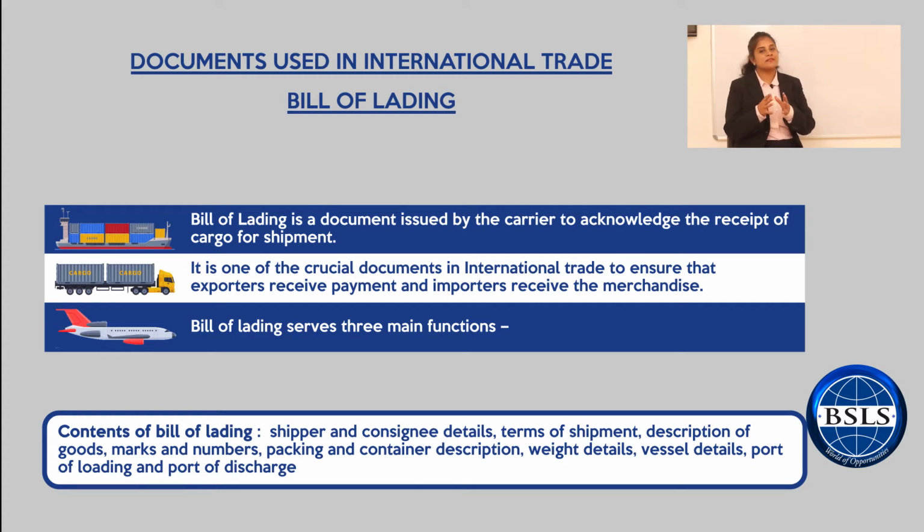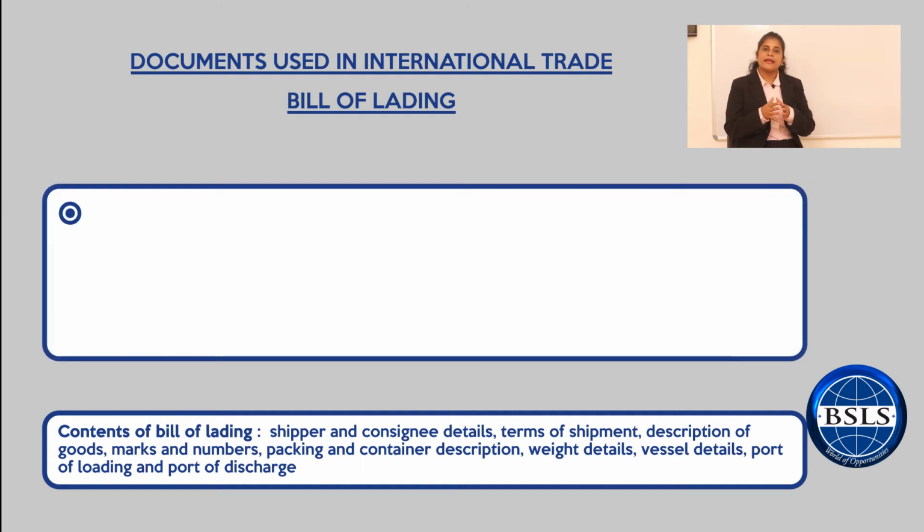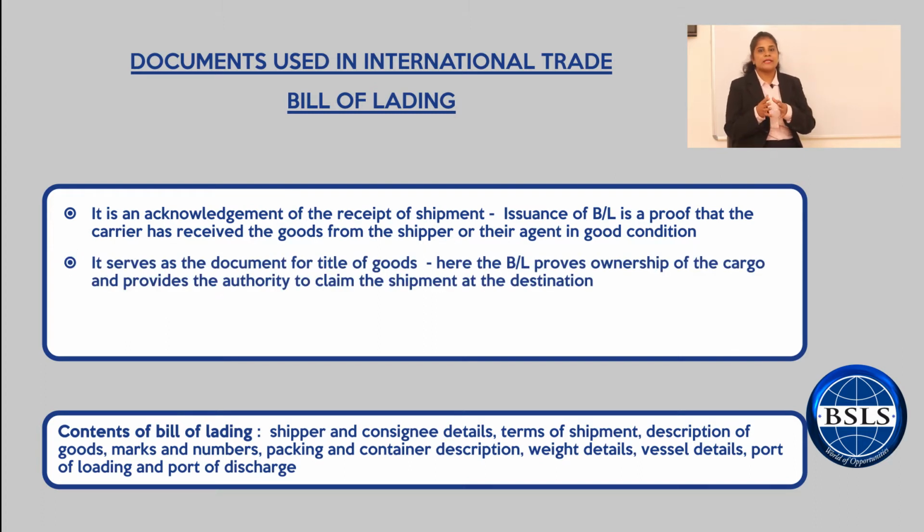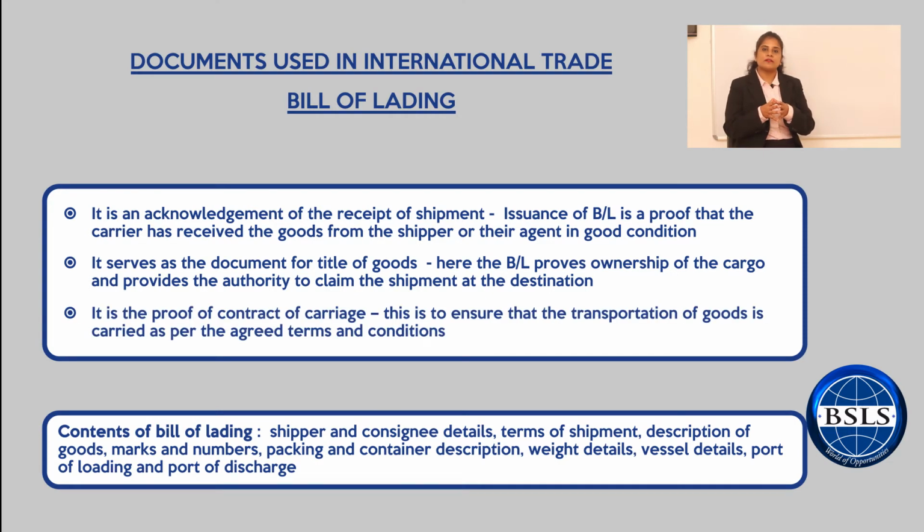Bill of lading plays three major functions. First, it is an acknowledgement of receipt of cargo from the shipper. Second, the bill of lading is a document of title. Here, the bill of lading proves ownership of the cargo and provides authority to claim the goods at the destination port. The carriers are obliged to release the cargo to the rightful holder of the bill of lading. And third, the bill of lading is a contract of carriage. This ensures that the transportation takes place as per the agreed terms between the carrier and the shipper.